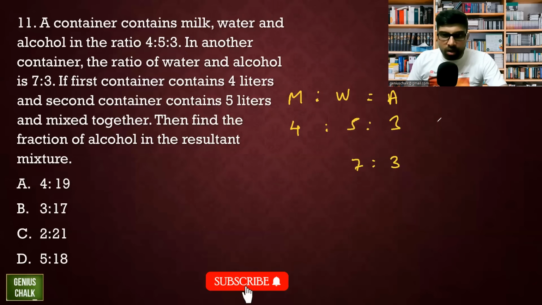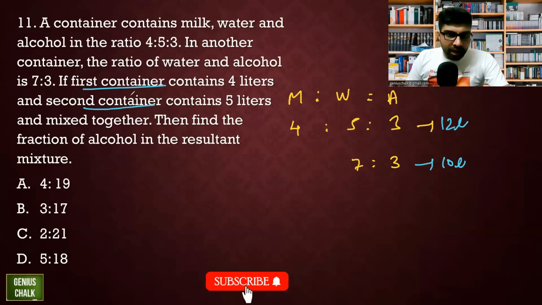So the first container is 4. But before that, let's check their quantities. This is 12 liters. This is 10 liters. Fine. So what is their LCM? Their LCM is 60.